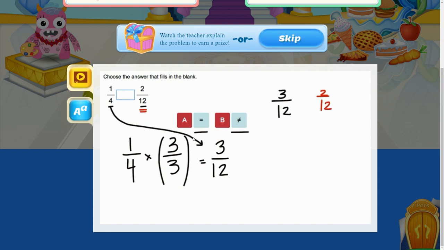Now our denominators are both the same, so we can look at our numerators. We know that 3, our numerator here, is greater than 2. Remember, the big mouth eats the bigger number. And so that means that 3/12 is not equal to 2/12 because these are two different numbers. So the correct answer here is B. They are unequal to each other.